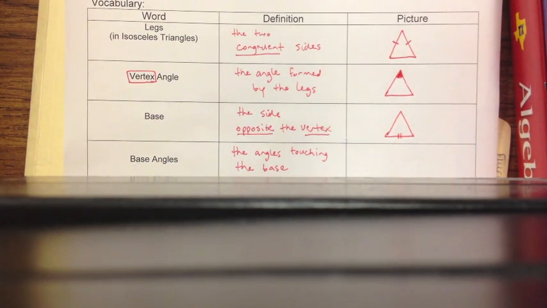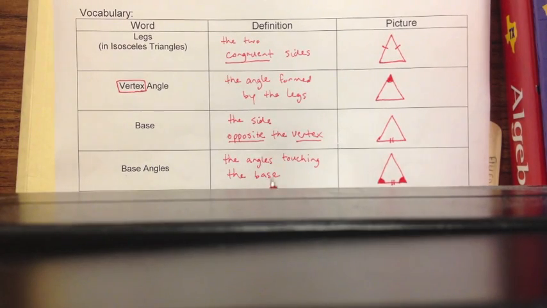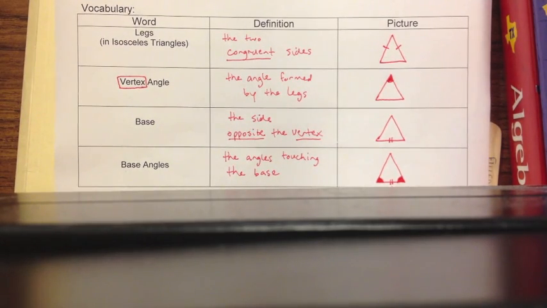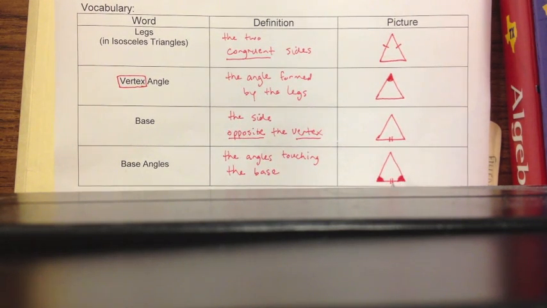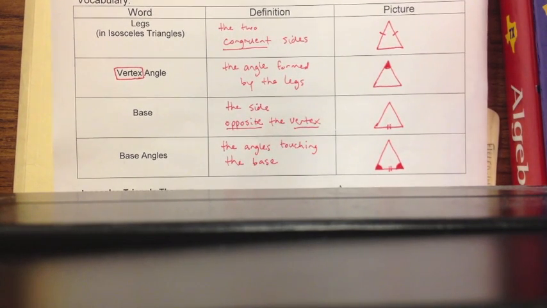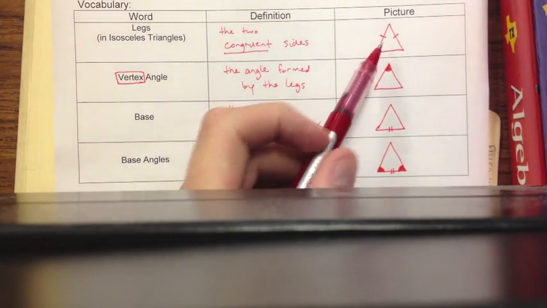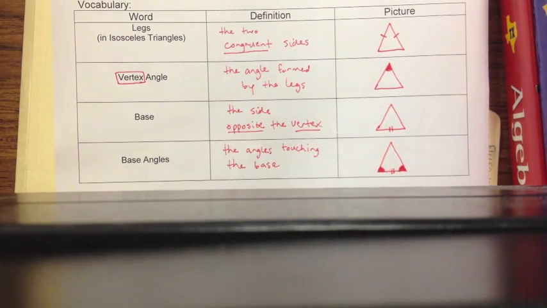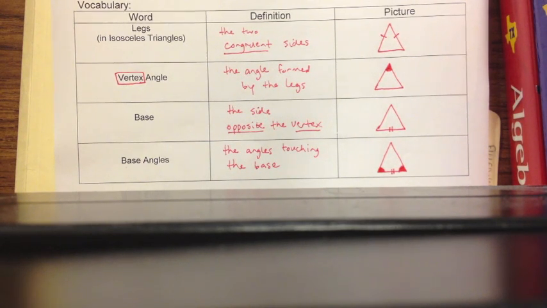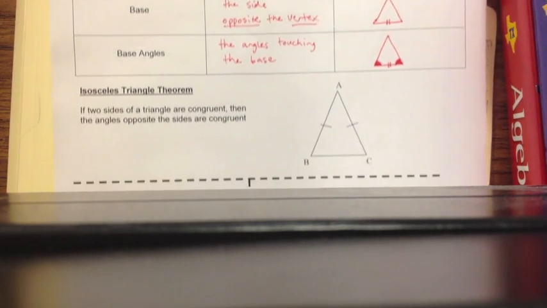When we talk about the base of the triangle, we're talking about not the two congruent sides. Base angles, meaning the two angles that are opposite the two congruent sides, the base angles that are touching our base. So, 4 vocab words, all dealing with different parts of the triangle. Get those down. Use those pictures to help you out on the homework.